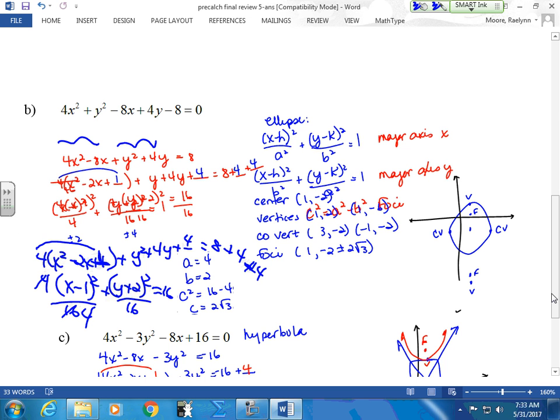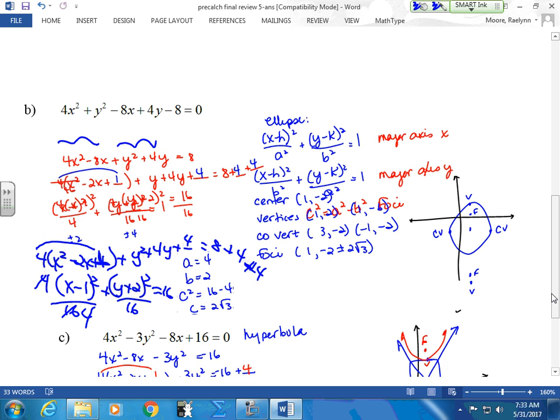Now, what's the rule? Who's the major axis? The y. Why is it the y? Because it's the bigger one. On a plus, it doesn't matter what order we add in, the larger number is the major axis. So our y is the major. And as soon as you graph it, you'll see it.